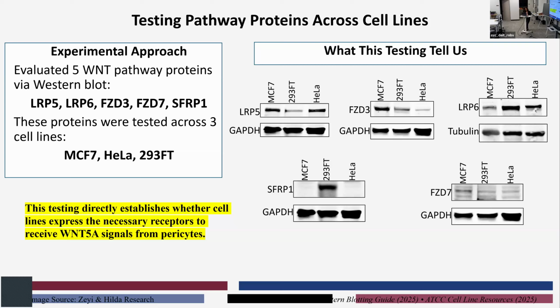And so the images shown on the slide are examples of Western blot results from Zain and Hilda's project. In a Western blot, proteins are first extracted from cells and separated according to their molecular weight.